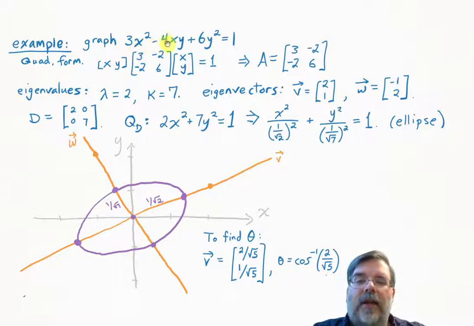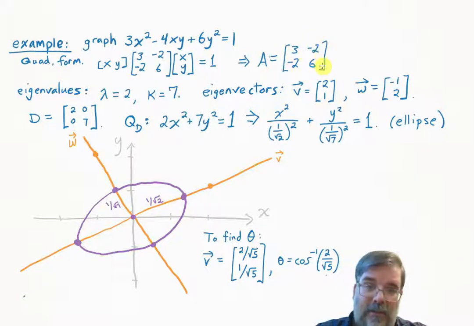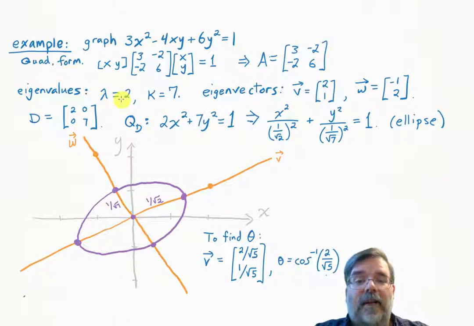3x squared minus 4xy plus 6y squared equals 1. So here's the corresponding quadratic form: the coefficients of x squared and y squared, and the coefficient of xy divided by 2, put in those positions. So the matrix for the quadratic form is 3, -2, -2, 6. You find your eigenvalues. They turn out to be 2 and 7. The eigenvectors are (2, 1) and (-1, 2).